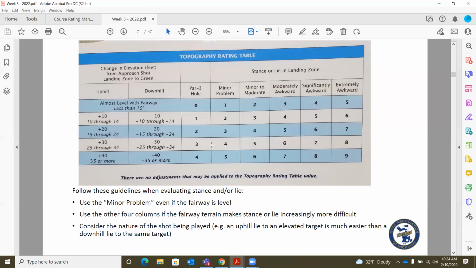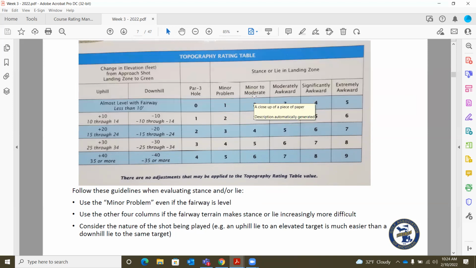Okay, and the nice thing about topography is that we don't have any adjustments. You'll see some of the other obstacles that we talk about will have a ton of adjustments that we need to worry about. For topography, there isn't any. So we're just evaluating the minor problem to extremely awkward problem scenario on a 2 or more shot hole. All right, so let's go through a couple examples here in the Form 1 so you can see what it looks like.